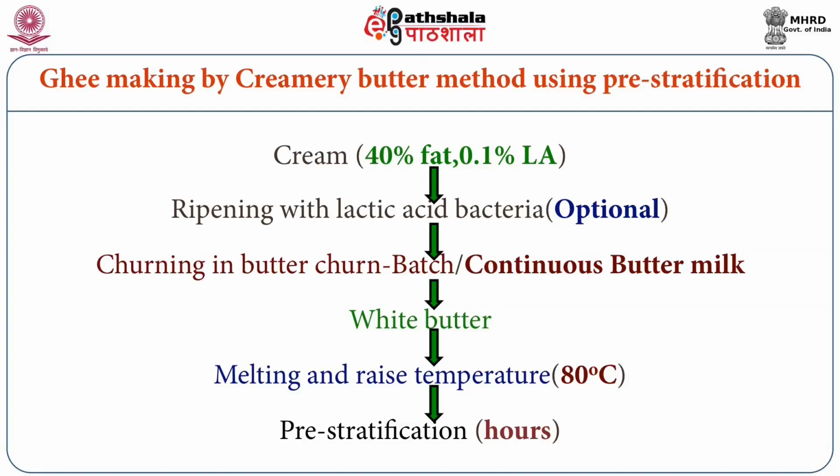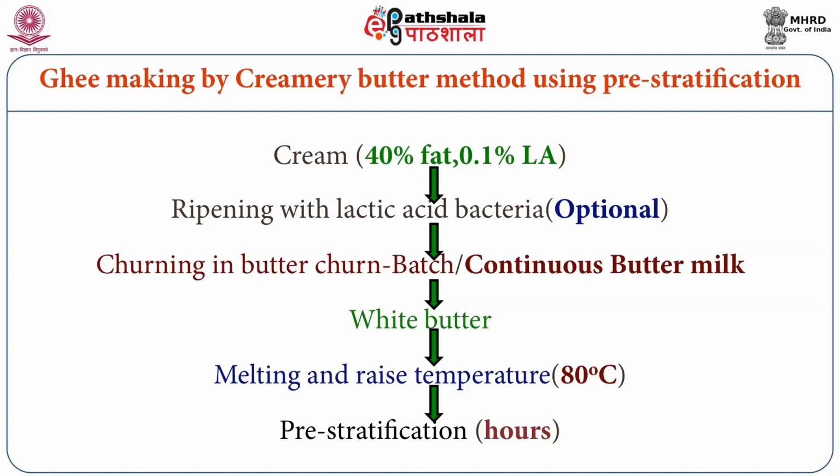Next step would be, after aging and pasteurization of the cream, churning of the cream in a butter churn, be it batch or continuous butter maker. You'll be removing and collecting the buttermilk and obtaining the white butter, which is the intermediate in preparation of ghee. This white butter would contain minimum 80% fat, rather around 82% fat. Curd content will be less than 1%, and there is no salt at all in this, remember.